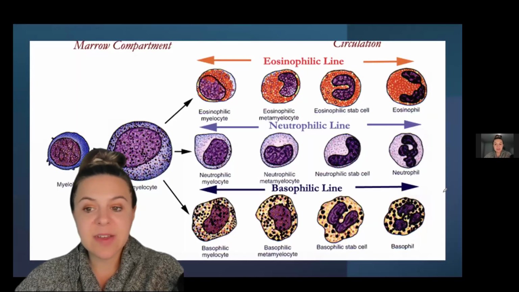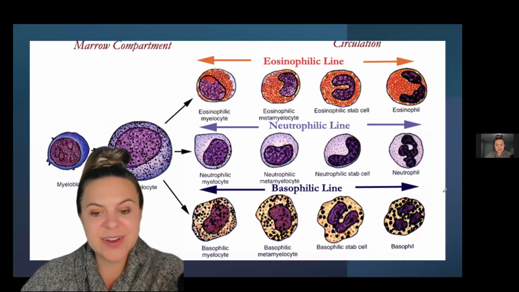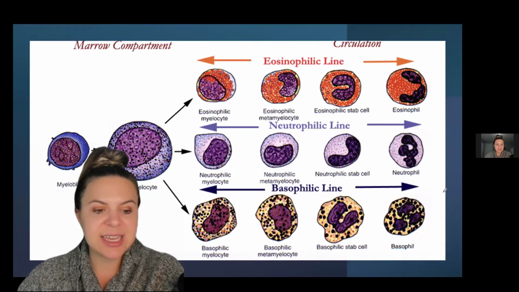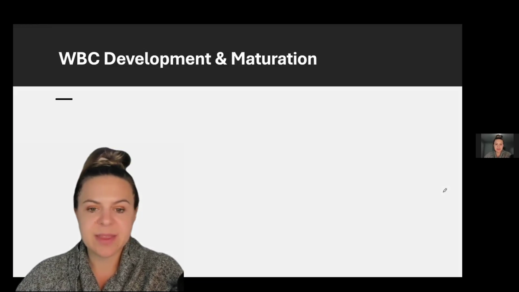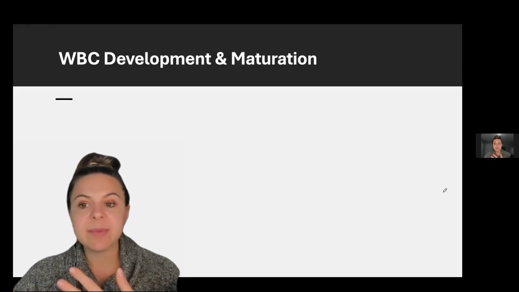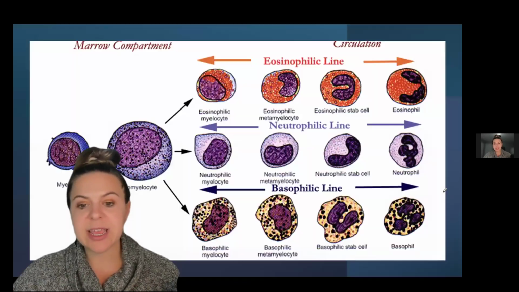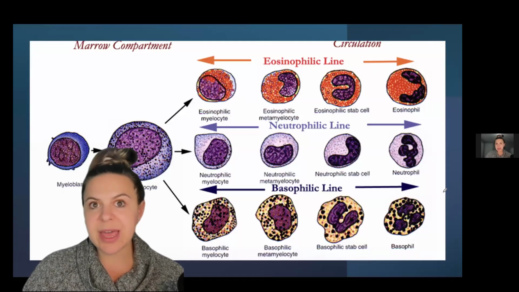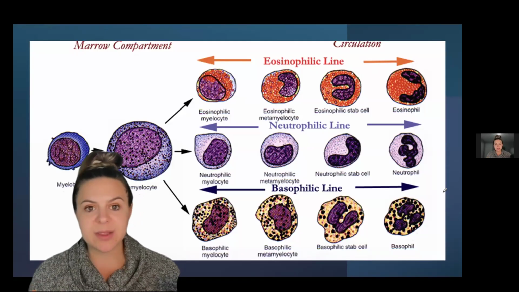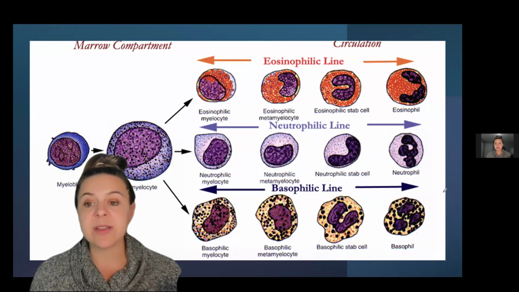We can see the developmental process of some of these different cell lineages here in this image. When we come back, we'll look at white blood cell development and maturation in words, and then we will also look at some of the common responses that we see to infection and how we move through the stages of infection.